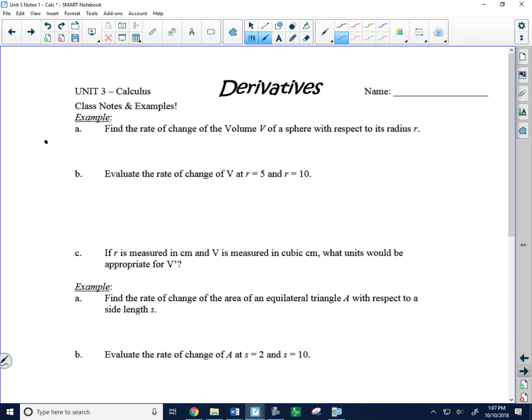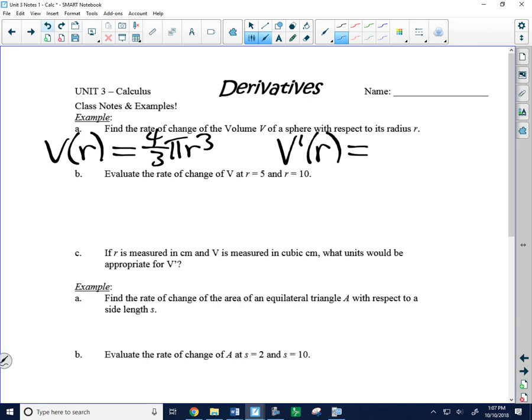So let's look at the first one here. Volume: the rate of change of the volume of a sphere with respect to its radius. Volume with respect to r. Anybody remember the volume formula for a sphere? You've got to know the formula for a shape. No? 4/3 pi r cubed. Back in geometry. Okay, now that's just the volume formula for a sphere. The question is what's the rate of change? That's the derivative. So f prime of r is what they want.